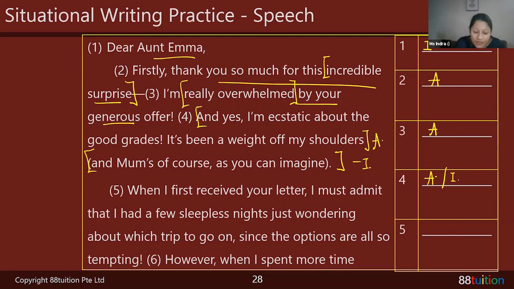Now question 5. When I first received the letter, I must admit that I had a few sleepless nights just wondering about which trip to go on since the options are all so tempting. So when you have this, it is basically what? When you receive the letter, we know that it's a fact. But when you tap on this, it becomes an amplification of it. Thank you, Doreen. I'm sorry, the next one I'll let you try. So when you tap on something and expand on it, it's an amplification, a point that you know you can actually expand on.